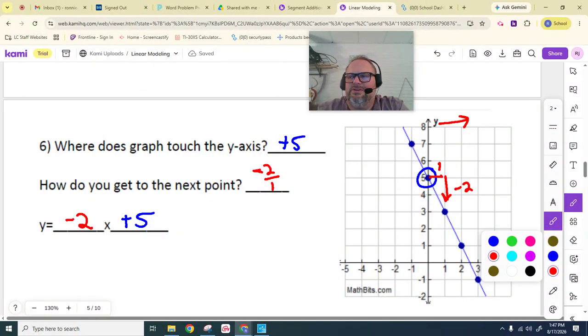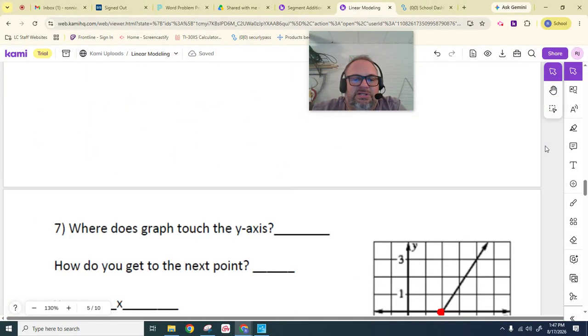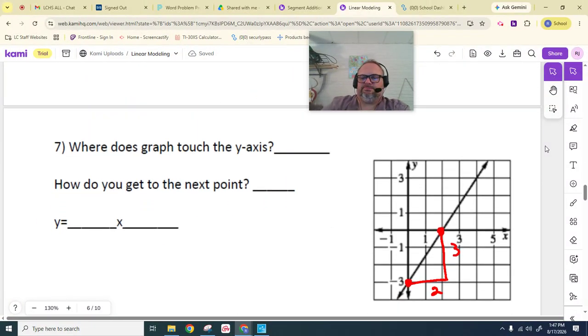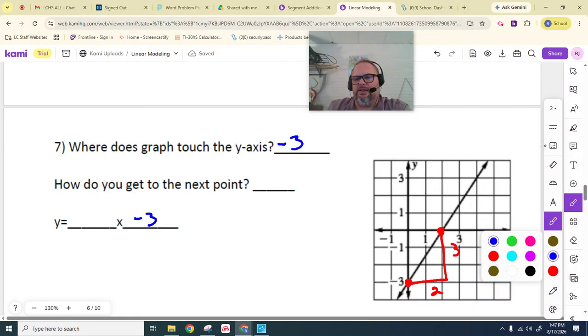How'd you get 2/3 for number 6? Yeah, I got 2/3. I couldn't see correctly. All right. And then lucky number 11. So, touches the y-axis at -3. All right. I went over 2, up 3.